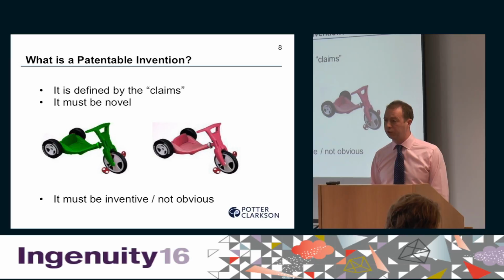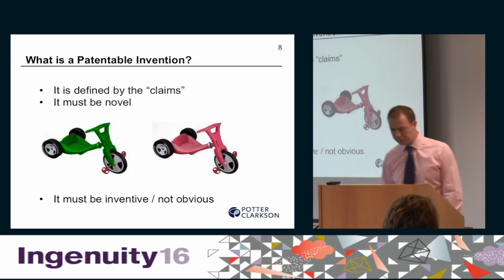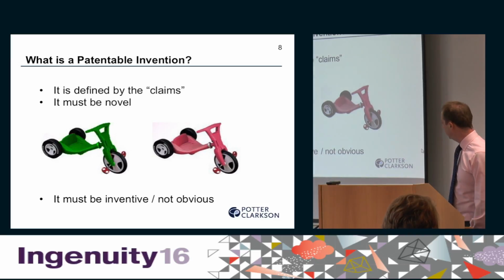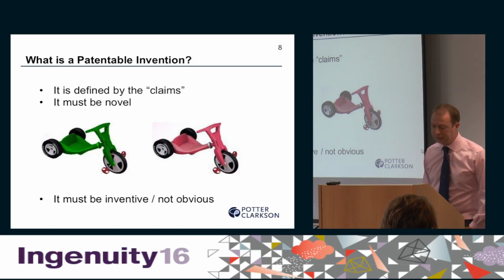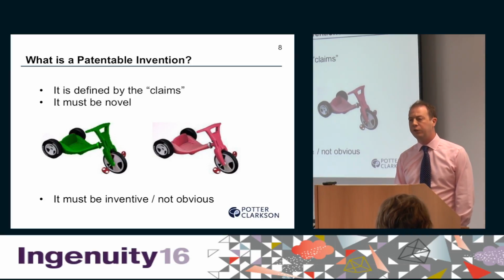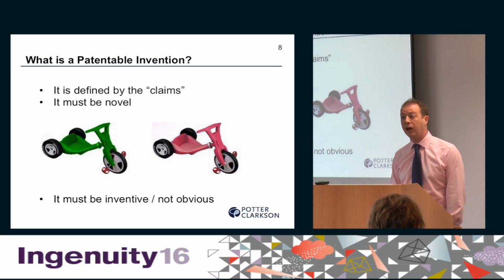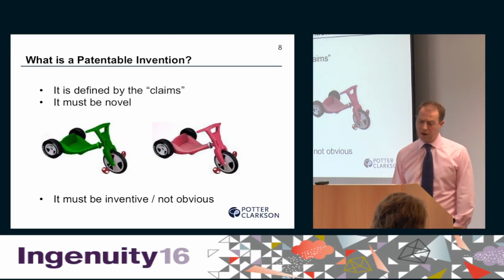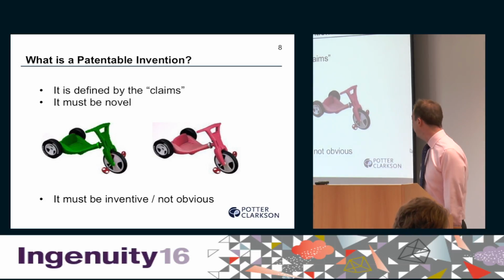And in order to be novel, you must have just one difference. So the example I've put up there are 2 trikes. If we imagine the green trike is what's been done before, what's known to the world, and that's sometimes called prior art, in the sense that it is the state of the art prior to you making your application for a patent. And let's say your invention is the pink trike.